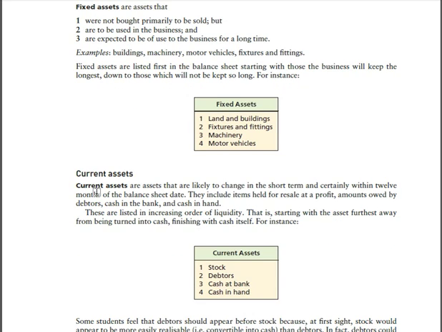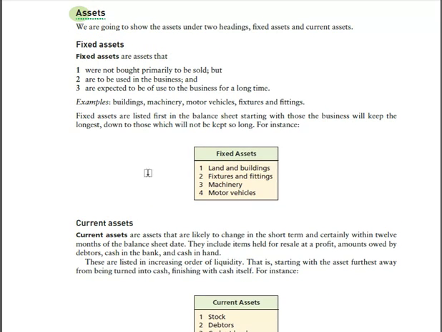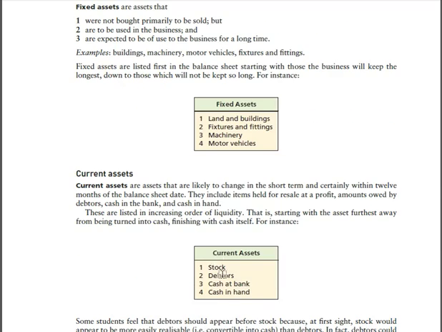So, as for fixed assets, like if you have a building or a motor vehicle, we wouldn't expect to replace them within 12 months. It could be even 5 years or 10 years. But for current assets, we could expect them to turn over, turn around, or be replaced within a year. Examples of these are stock, debtors, cash at bank, and cash in hand.